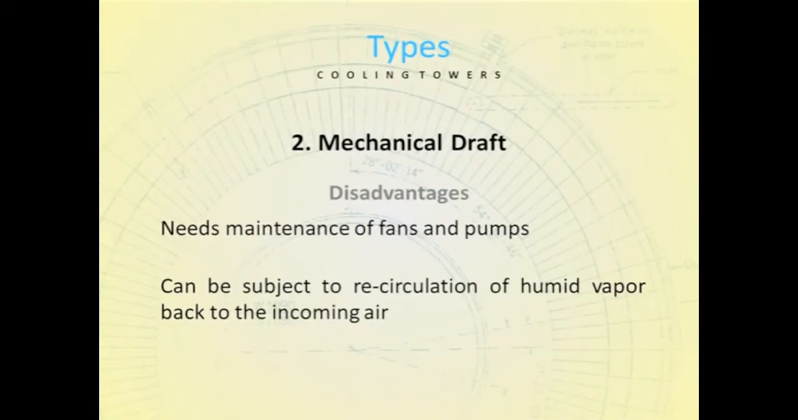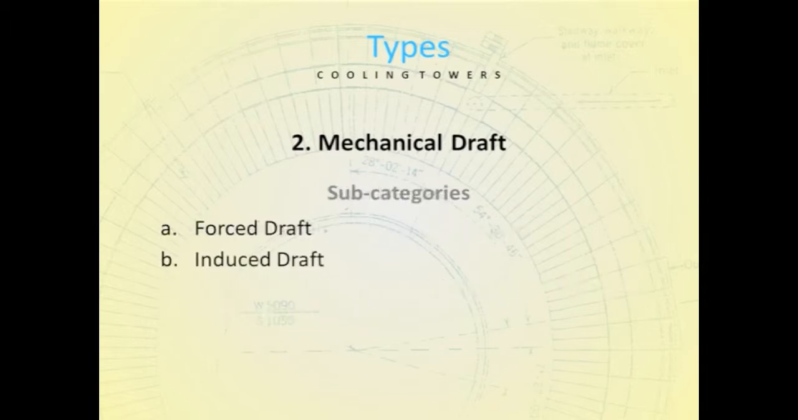The disadvantages of using mechanical draft cooling towers include the need to maintain the added components, such as the fans and pumps, and that the tower can be subject to the circulation of humid vapor. We can further categorize mechanical draft cooling towers into forced draft cooling towers or induced draft cooling towers, depending on where the fan is located inside the tower.